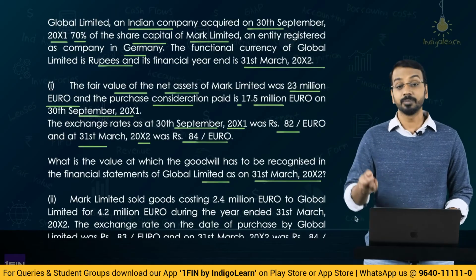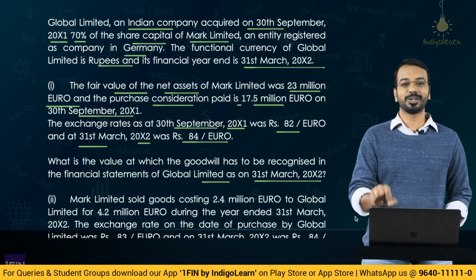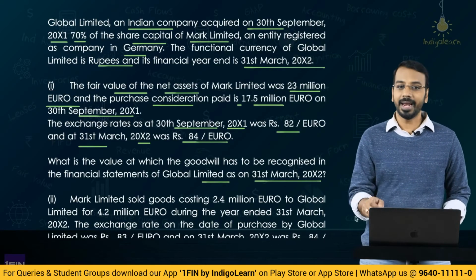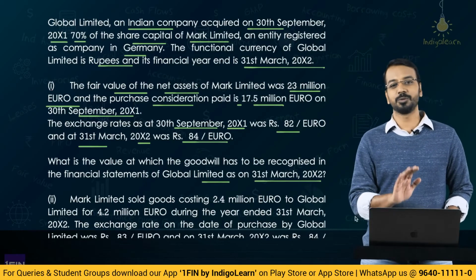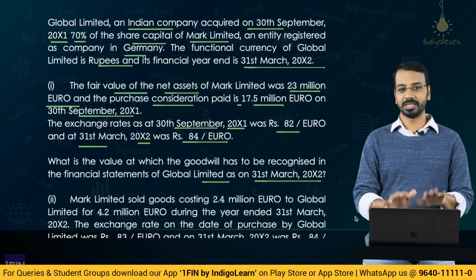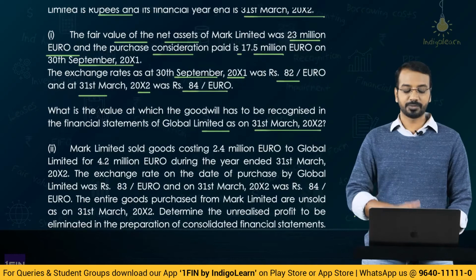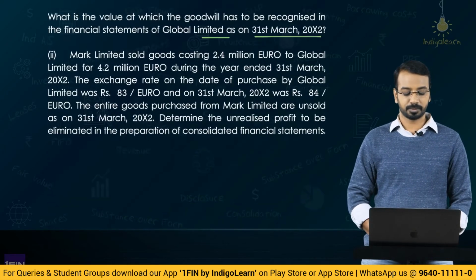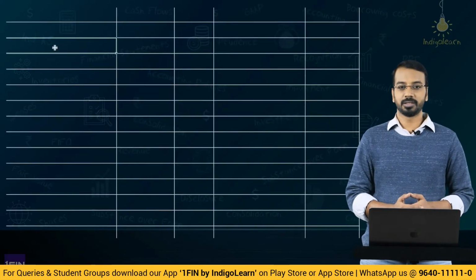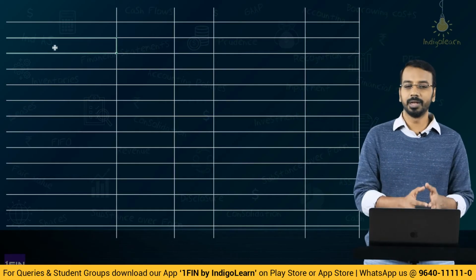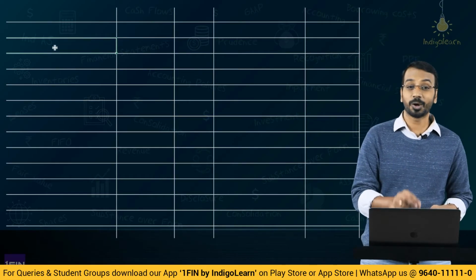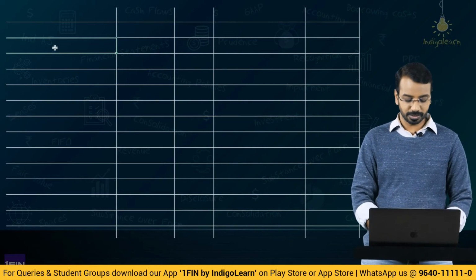And what is the reason for that? Goodwill is considered to be an asset of the foreign operation and you will apply the normal translation principles that we have learned. Okay, that is the first part. First let's finish the first part, then we'll come to the second part. So, while preparing the consolidated financial statements, goodwill is considered to be the asset of the foreign operation. So, here what is the value of goodwill?